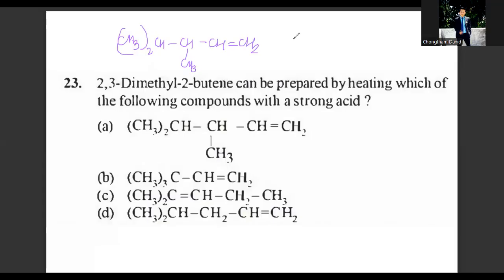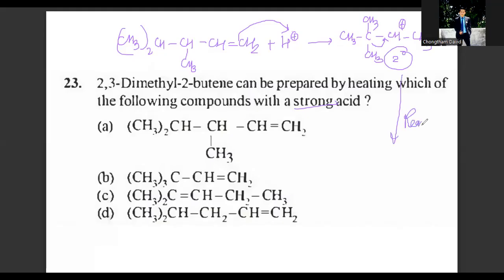So from this structure, when it is made to react with a strong acid, it gives hydrogen. This becomes the electrophile. Now when this reacts with this double bond, there will be a formation of carbocation, CH3, CH3, CH, then CH3. Now this bond will migrate here. This is a secondary carbocation, and rearrangement will take place. Alright. Rearrangement will take place. This carbon gives its bond here.